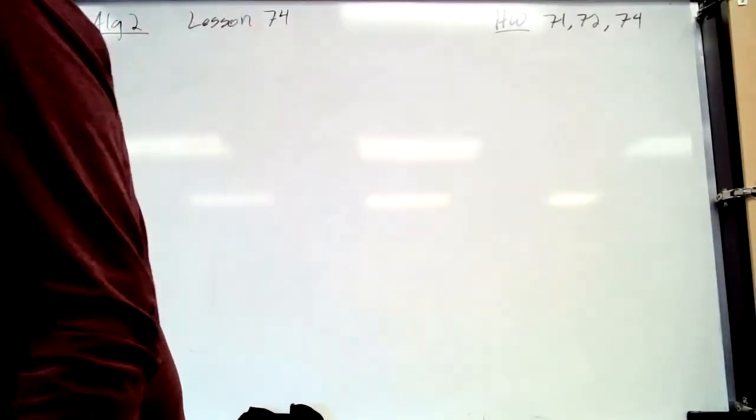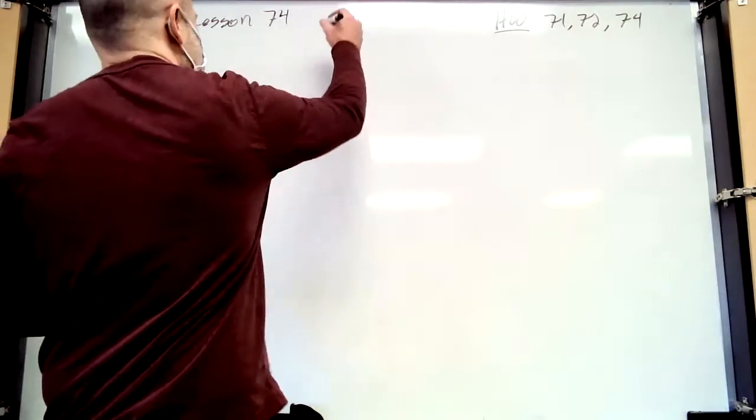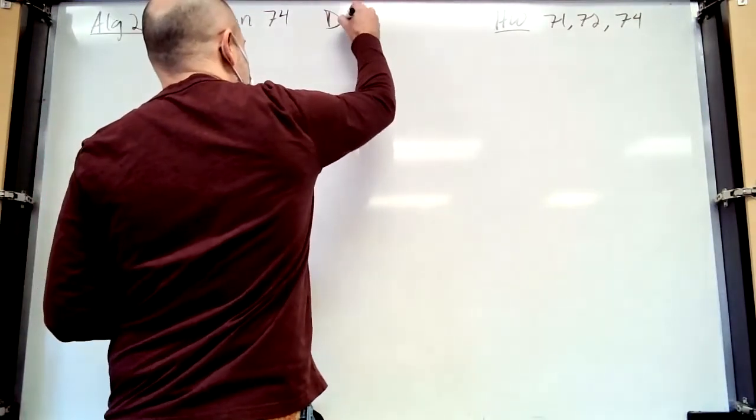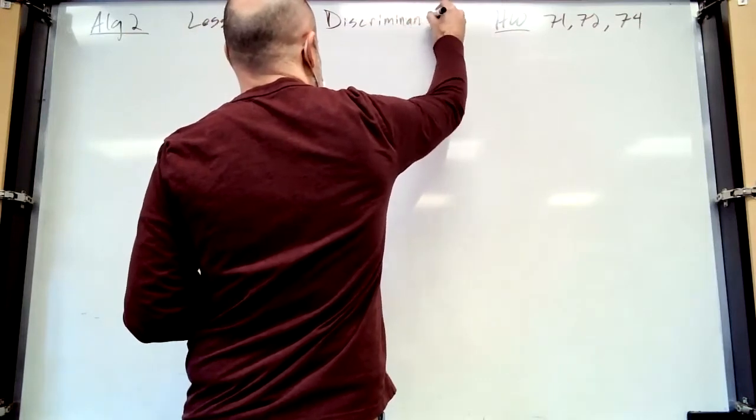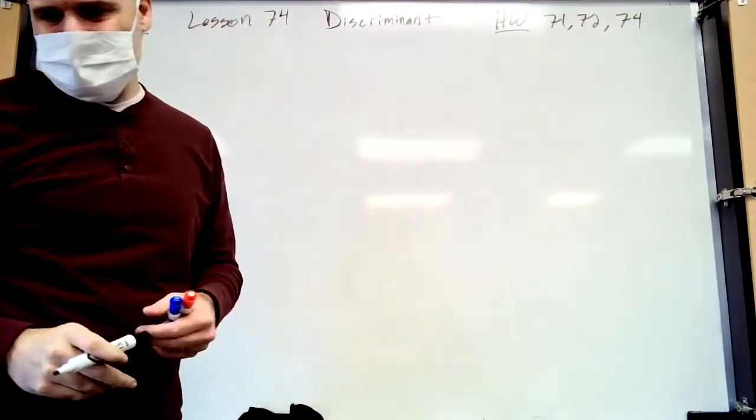Math! All right, 74. We're going to find the discriminant. So this is an important word. You will have questions like this on standardized tests and stuff like that.